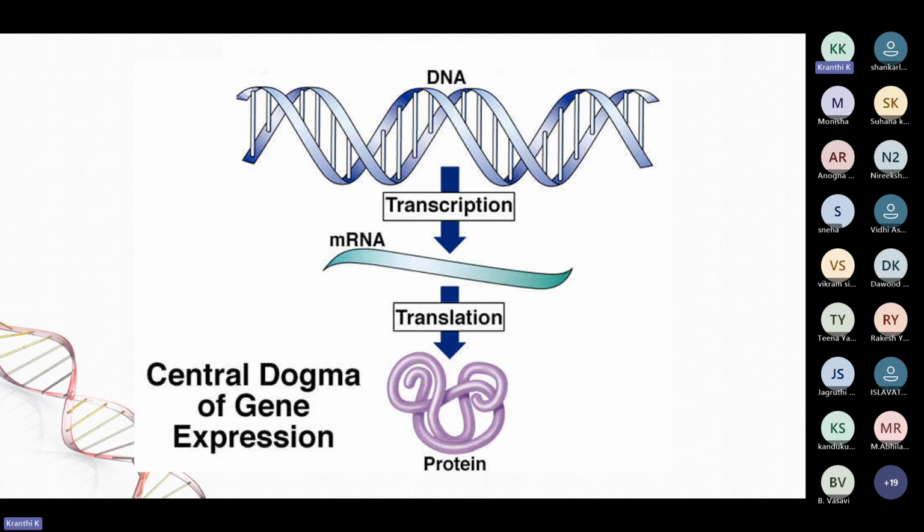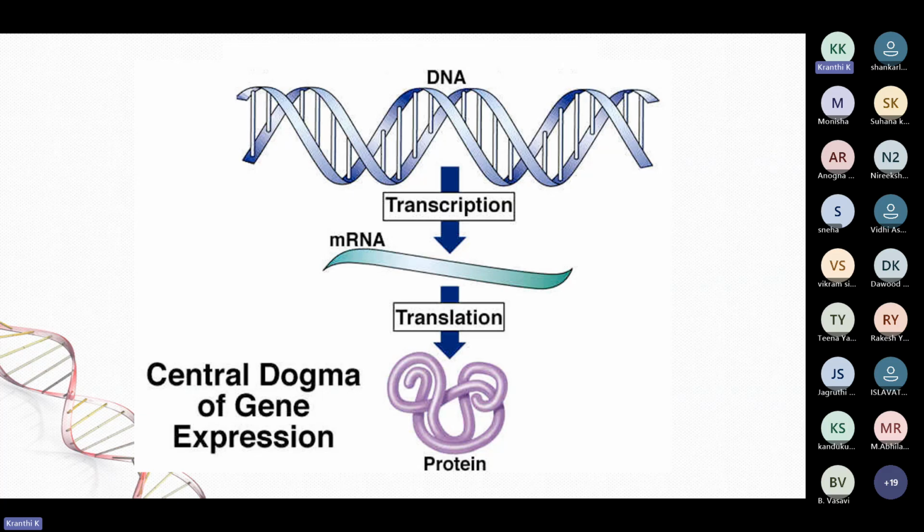So DNA to DNA. The DNA can produce the same replica of itself, one more DNA, right? When a cell is dividing, or when cell division happens, it has to distribute the DNA. So it will give the same replica of the DNA to the other cell also. That's called replication.